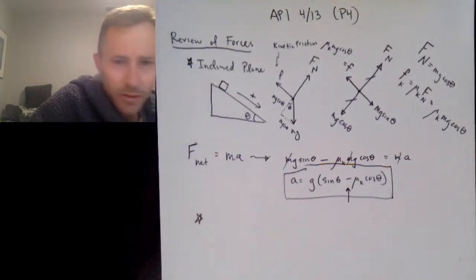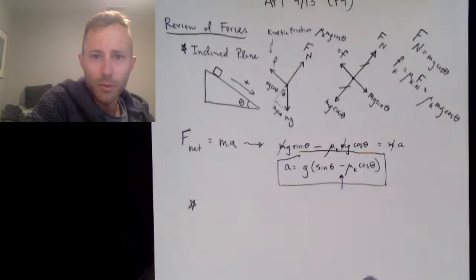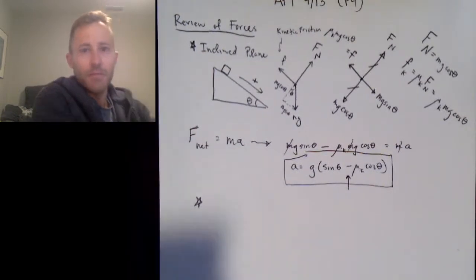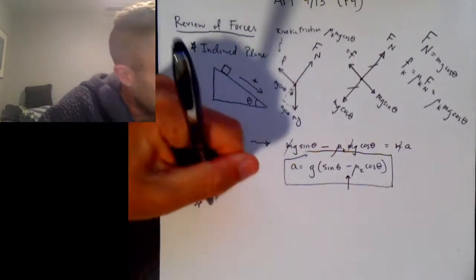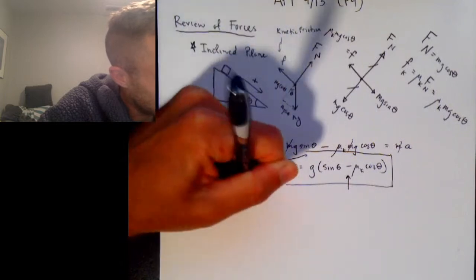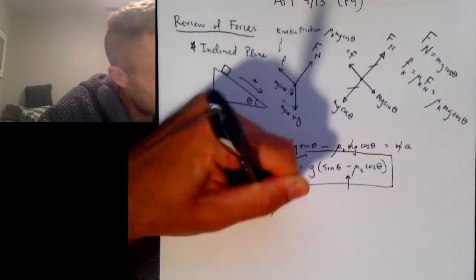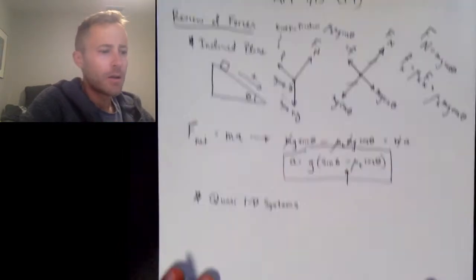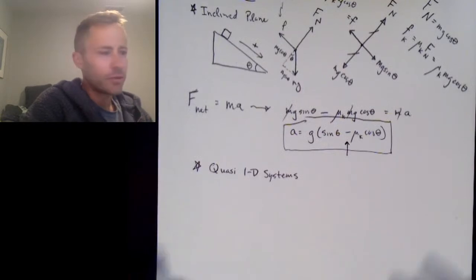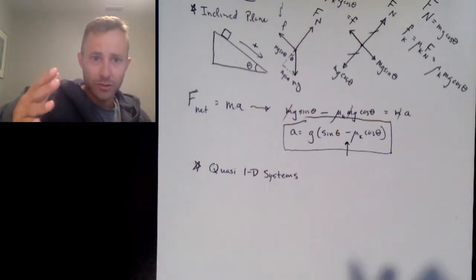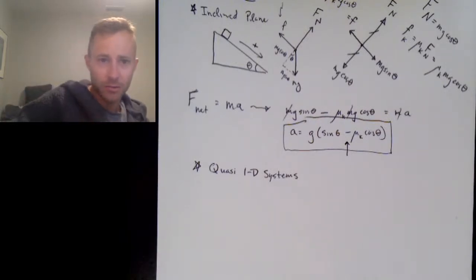The other thing that I think is really important for forces, and I'm still just reviewing it because it's been a long time, is what I called quasi-one-dimensional systems. Quasi-one-dimensional systems are systems that only have two directions. They go forward or they go backwards.